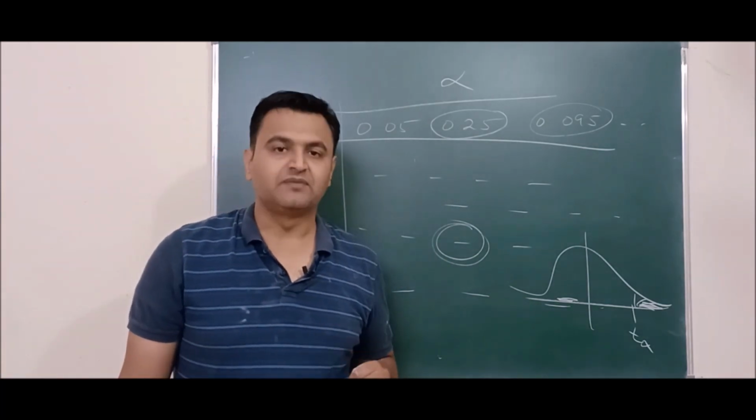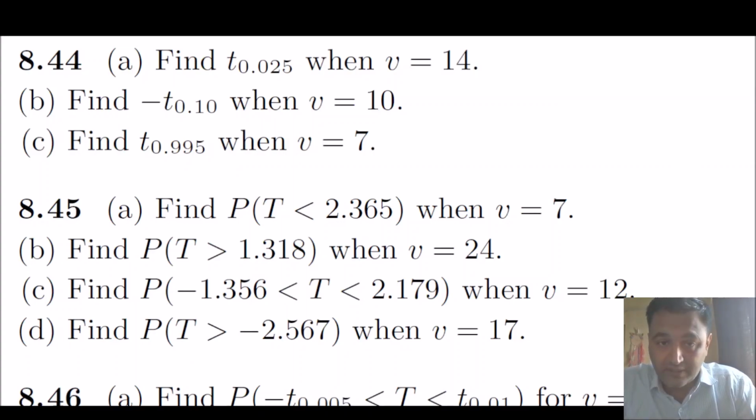Now let's take some examples. So let's go for the first and a basic example, 8.44. These questions are from the Walpole book. So what is the first question? You want to find the t value such that for 14 degrees of freedom the area towards the right is 0.025.